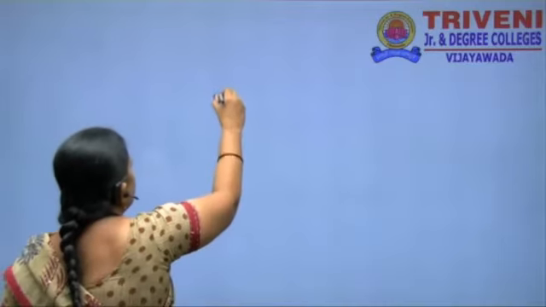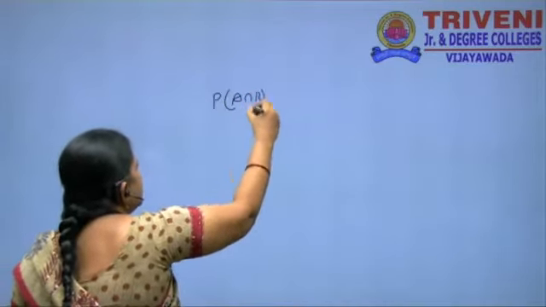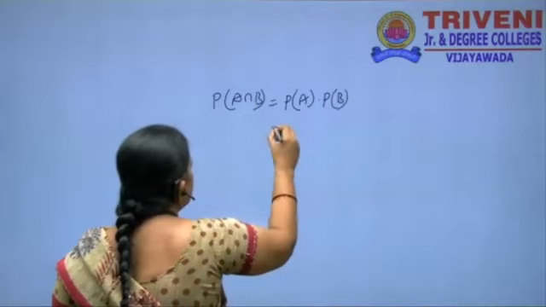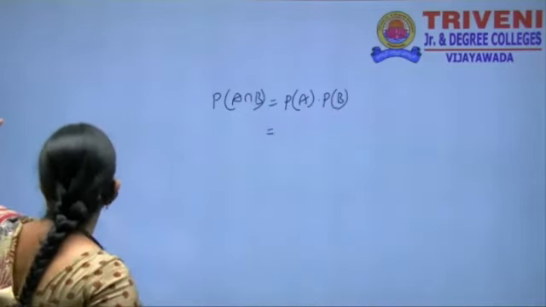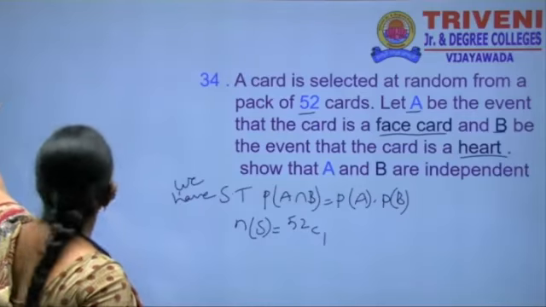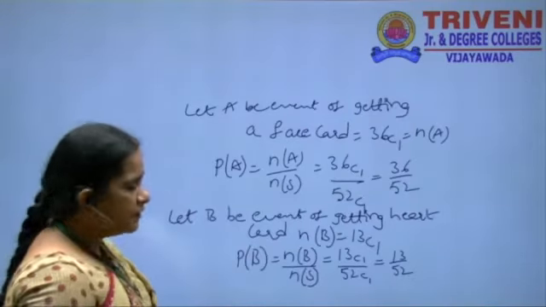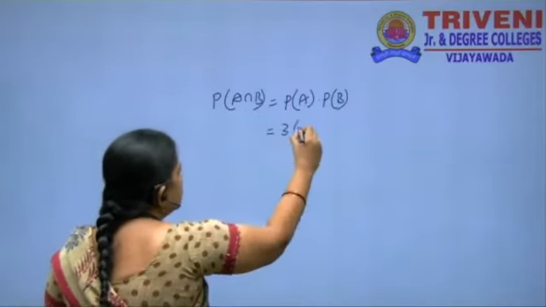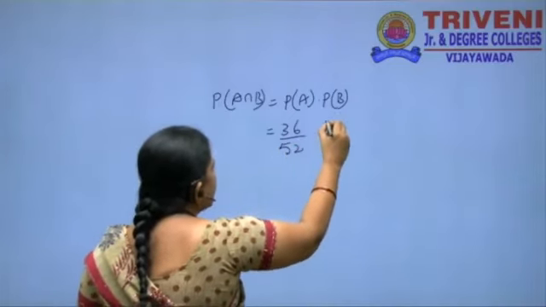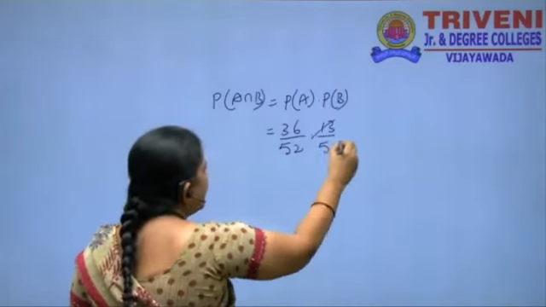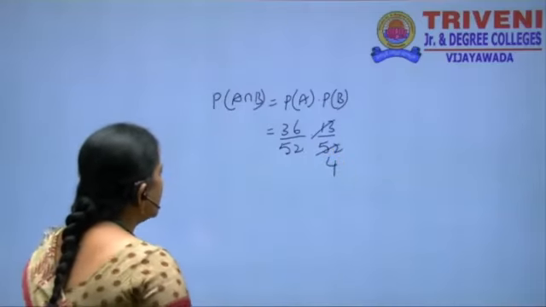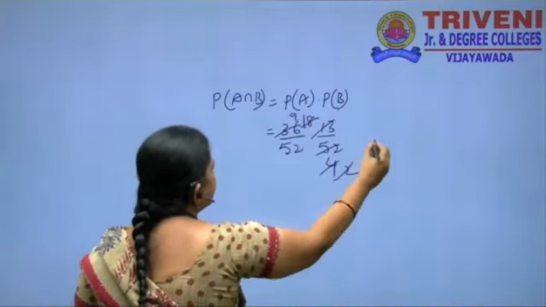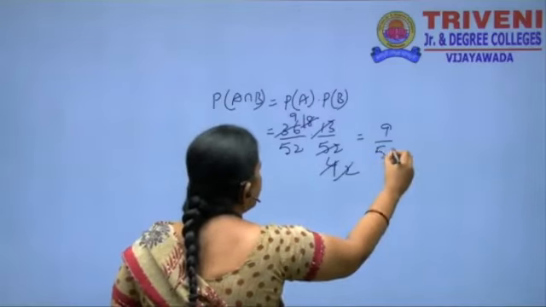Then P of A intersection B. Independent events means we have to prove P of A intersection B equals P of A into P of B. Here the value of P of A is 36 by 52 and P of B is 13 by 52. Substituting 36 by 52 and 13 by 52, 13 cancels 4 times, and 36 cancels 18 times, again 9 times. Therefore we get 9 by 52.